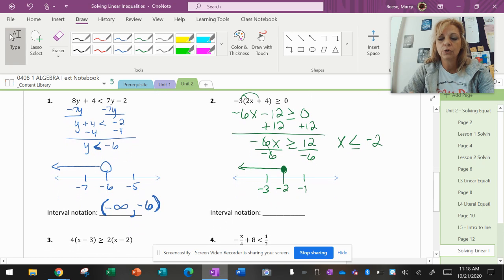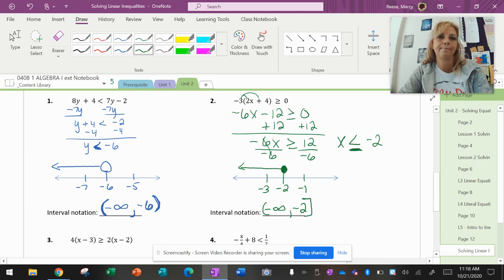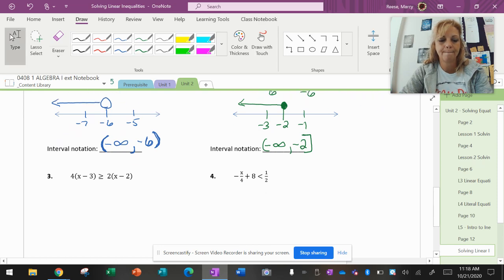Okay, and then we're going to do that interval notation again. So what is it doing? Is it going left forever? Again, reading the smaller numbers, it's going left forever. And it stops at negative 2. Now the big piece here is it includes negative 2, right? Remember this inclusion, which means it was a closed circle. So that means that this must be a bracket. Okay, that must be a bracket.